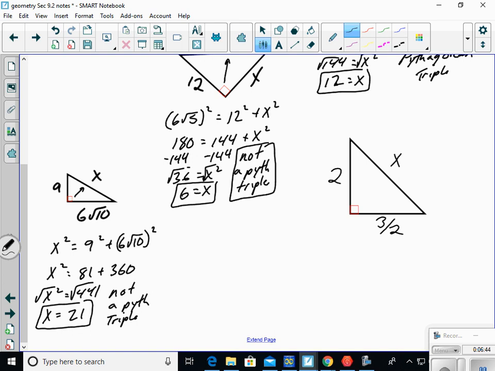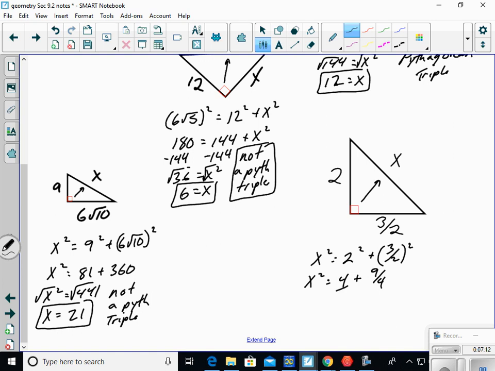And the last one over there to the right, again across from the right angle is the x. So that's x squared equals 2 squared plus (3/2) squared. That gives me x squared equals 2 squared, which is 4. If I square 3/2, that's going to be 9/4.